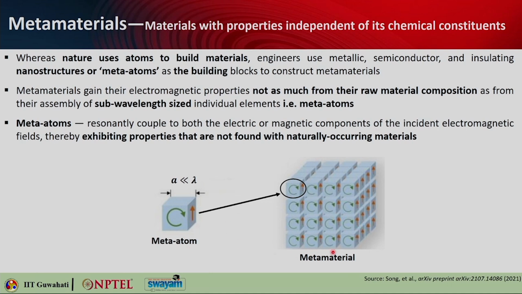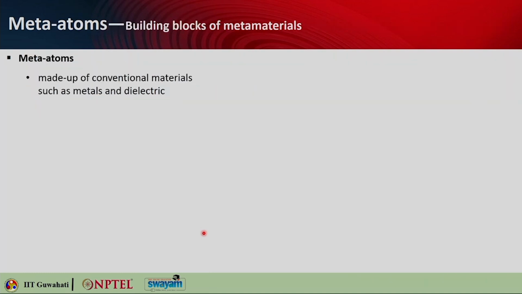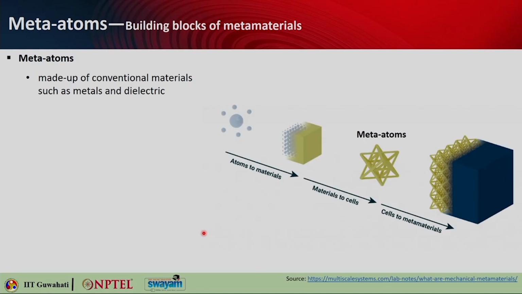Okay. So, this is how metamaterials look, and this is what each meta-atom looks like. Look at the scale here, a, which is the size of this meta-atom, which is much smaller than the wavelength of the incident electromagnetic radiation or light. This curve shows you the magnetic moment, and this shows you the electric dipole moment. Okay. So, we understood that meta-atoms are basically made of conventional materials such as metal and dielectric.